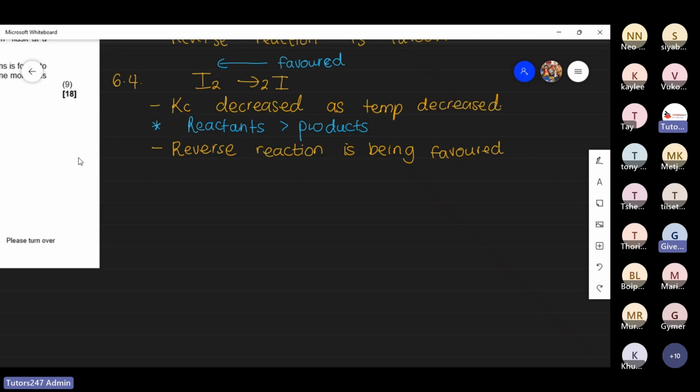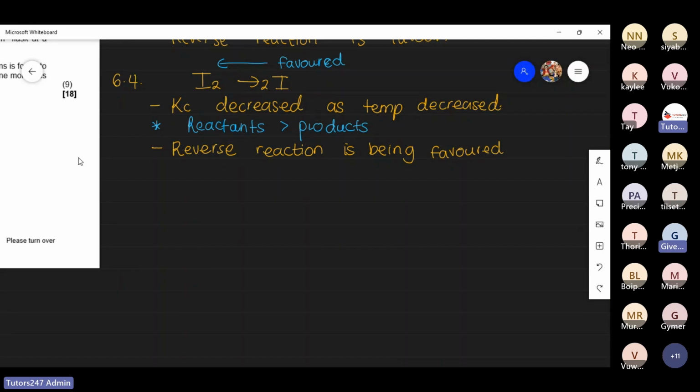So if your reactants are greater than your products, it means the reverse reaction is being favored, because the products are being used up to make reactants. It's going in reverse, right? So that is why we've stated that in blue. Now, next, what do we know? We know that because the reverse reaction is being favored, we can now conclude that the reverse reaction is what? It's exothermic, right? Why? Because temperature decreased. To go from iodine atoms to iodine molecules, temperature decreased. Let's go back to the question.